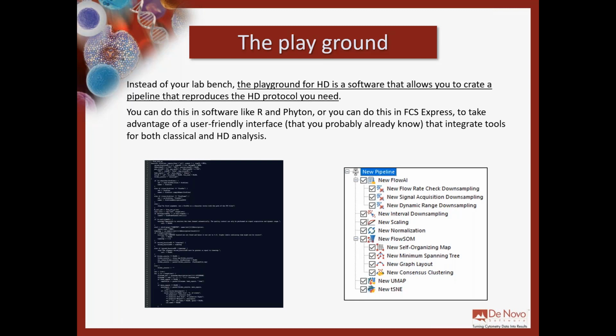The pipeline is basically a box, a container, okay? And in this container, you have all the steps that will be run from the top to the bottom. So in this pipeline, do not care about what each step really does and says. Just look at the name. The first step is called new FlowAI, and then you have new flowrate check, downsampling, and then you have new single and so on. Then you have new dynamic. Those are all executed one after the other from the top to the bottom. The last one is tSNE, for example, and the order matters.